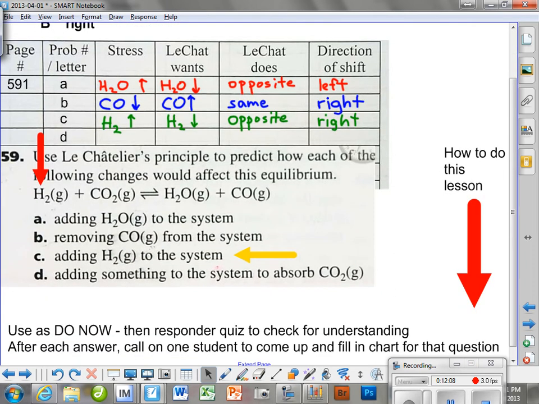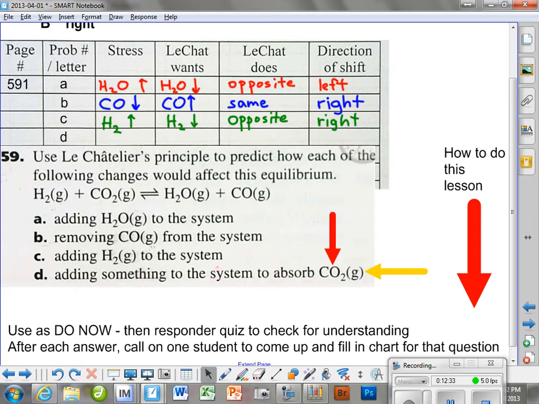And then our final problem looks like an adding problem, but it's not. What's being added? Here, this is the problem we're on now. What's being added? We're adding something to the system that absorbs carbon dioxide. So if it absorbs carbon dioxide, that means it's like removing it.